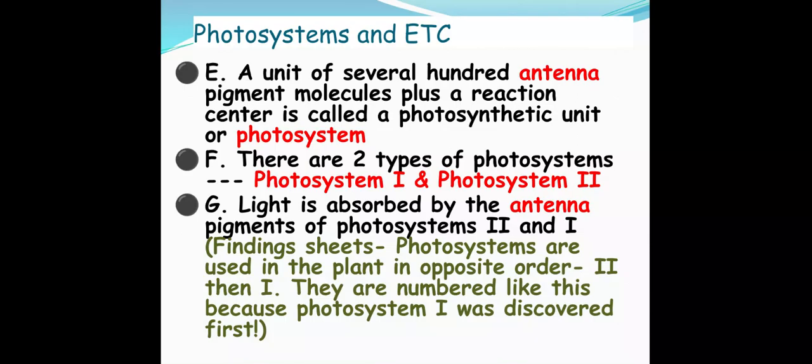Okay, and on your findings sheet, go ahead and make sure you note this particular information because it's going to help you. So photosystem 2 is actually where the carbon fixation is happening, or the water's being split and all that. Then it goes down the chain in order to do photosystem 1.